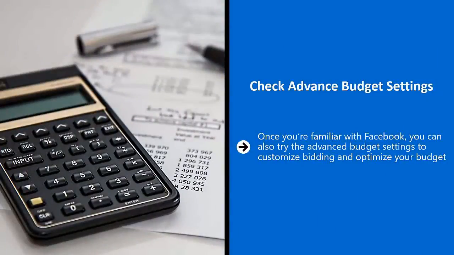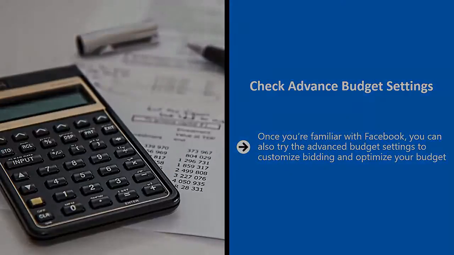Check Advanced Budget Settings. Once you're familiar with Facebook, you can also try the Advanced Budget Settings to customize bidding and optimize your budget. Once you're satisfied with all the settings above, choose Ad Creative. This will start the process where you actually create your ad.